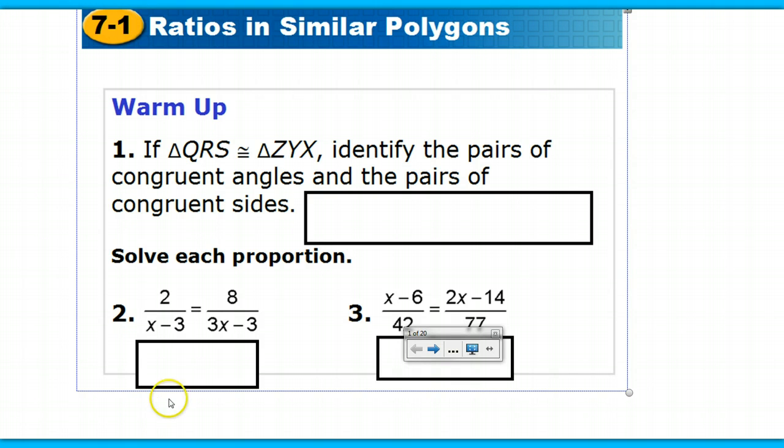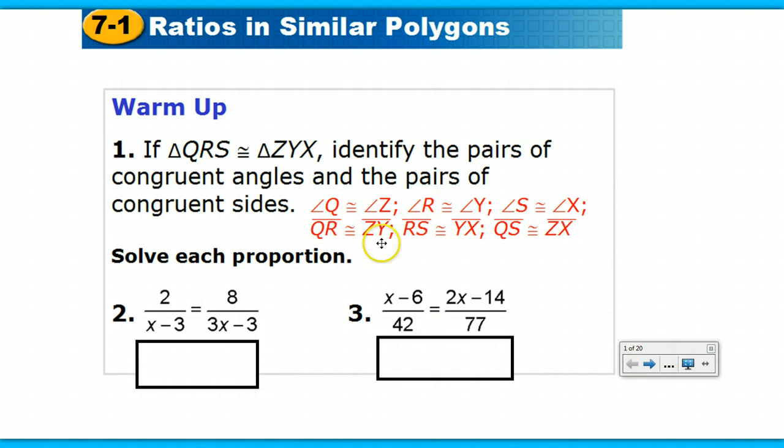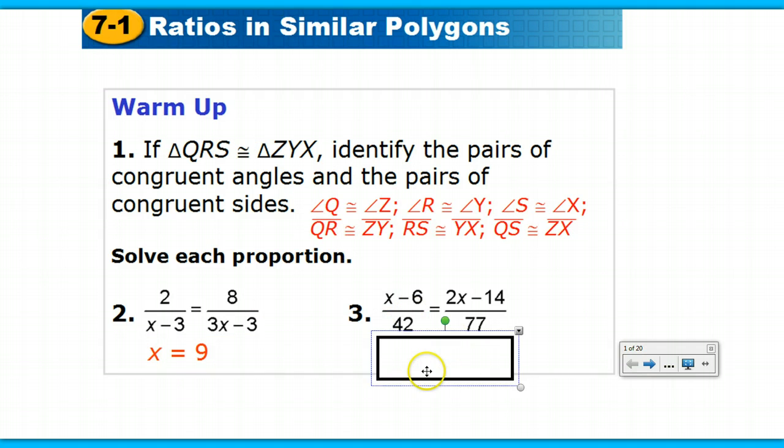Good. And if triangle QRS is congruent to triangle ZYX, identify the pairs of congruent angles and the pairs of congruent sides. So the angles would be angle Q with angle Z, right? Angle R with angle Y, angle S with angle X, and then we have QR with ZY, and segment RS with YX, and finally segment QS with ZX. Good. And you should have found X equals 9, and don't forget to distribute, right? And in this case, X equals 18.